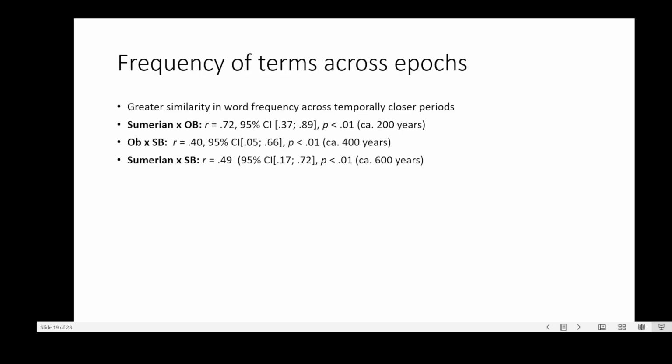So Sumerian and Old Babylonian, which on average differ about 200 years, the correlation of frequencies is 0.72, whereas for Old Babylonian and Standard Babylonian, which on average are like 400 years of difference, but sharing the same language, is a correlation of 0.4, whereas the most distant, so the closest overlap is about 600 years. We have a correlation of 0.49.